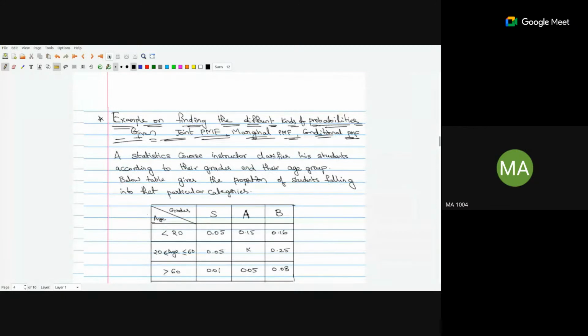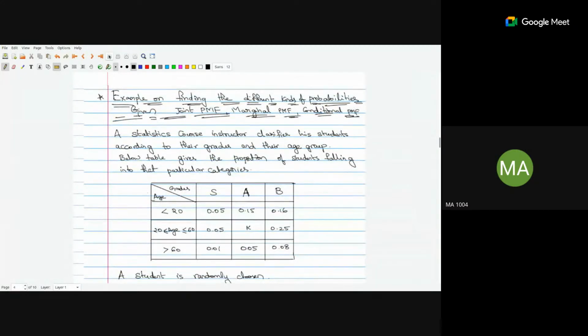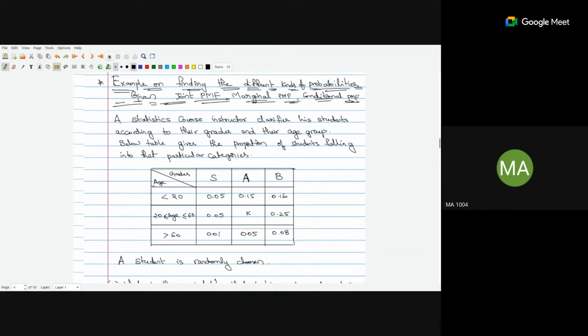The question statement is like this: a statistics course instructor classifies his students according to their grades and their age groups. The table below gives the proportion of students falling into each category. What I changed is that I have given the table with a variable inside it, which can be computed. The table has 9 entries; out of the 9, I have given 8 entry values, but the center entry value I have given as k.